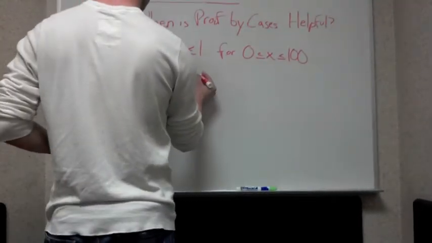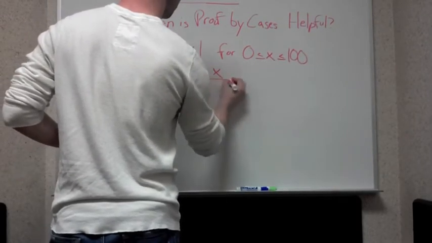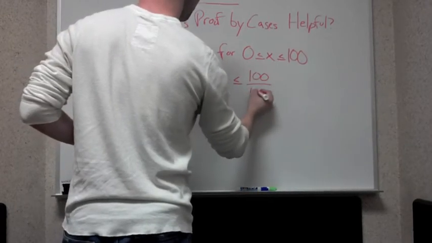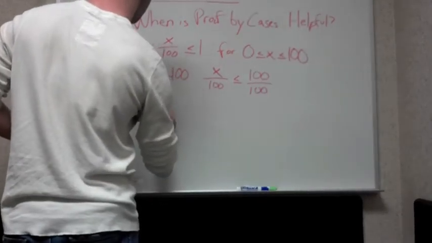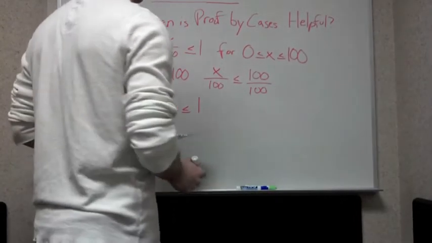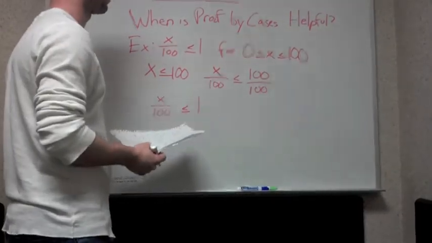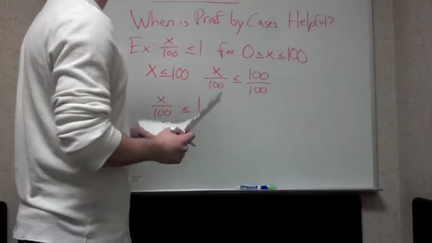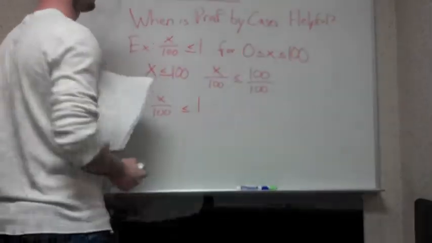In this method, we could divide both sides by 100, so we have x over 100 less than or equal to 100 over 100. This simplifies to x over 100 less than or equal to 1. Thus, it fulfills the statement we have here, x over 100 less than or equal to 1, for every x less than or equal to 100, which is every element in our domain. Thus, instead of using exhaustive proof, this proof by cases is much quicker.